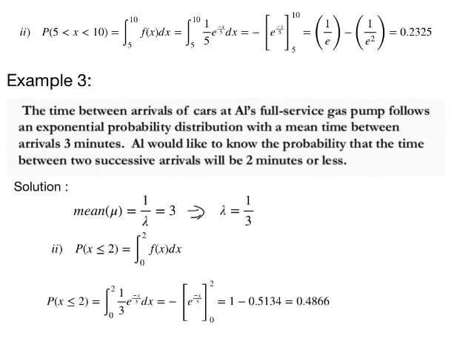One more similar example to the earlier case, where the mean has been given as 3 minutes, and we have to find the probability that the time between two successive arrivals will be 2 minutes or less, that is, less than or equal to 2 minutes. So the mean, that is 1 by lambda, is 3, lambda is equal to 1 by 3, and using the condition P of x less than or equal to 2, the limits will be from 0 to 2. Putting the f of x function, integrating and substituting the limits, we get the answer as 0.4866.